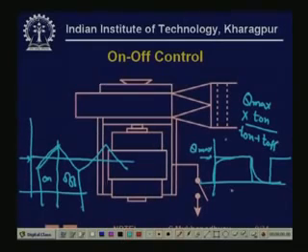This is very easy to know. This is T on and this is T off. So the average flow you can change by simply changing T on and T off. This is probably the simplest way. You need nothing. You only need the motor and the fan.